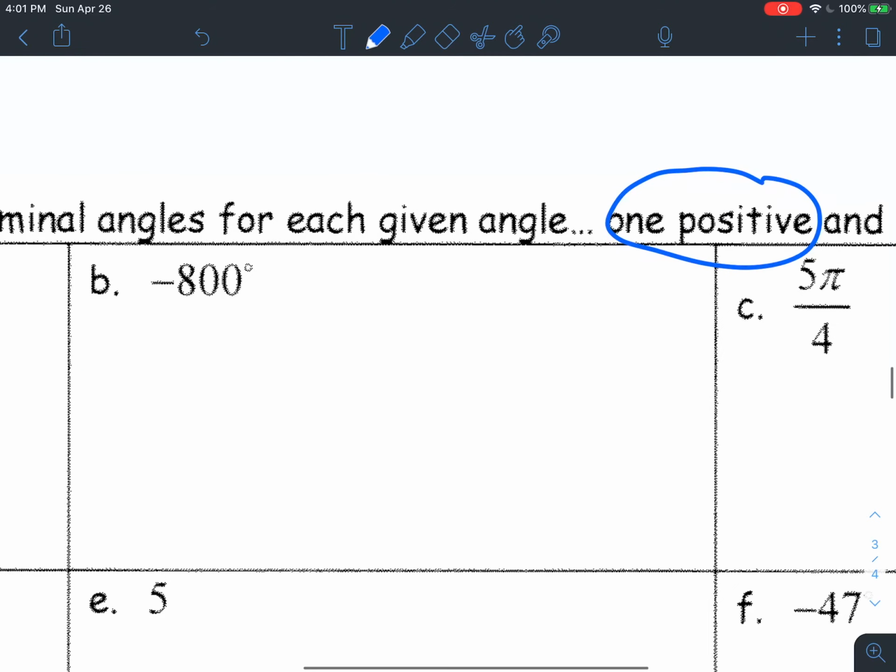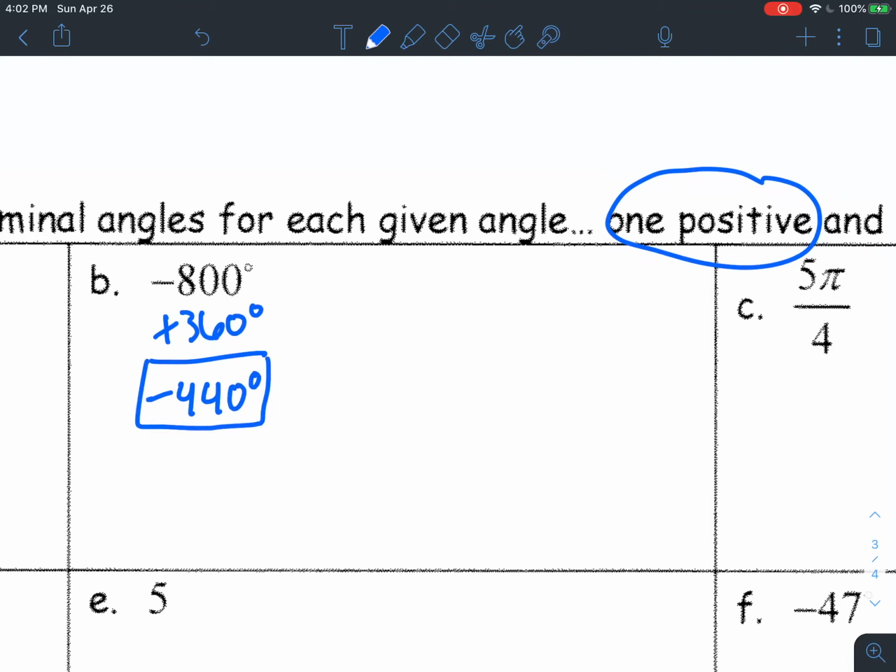However, if you try doing the same thing with part B, if I add 360 here, I end up with a negative 440 degrees, which is fine. It's a negative coterminal angle. But then if I went back to my negative 800 degrees and subtracted 360, I would get a bigger negative number. I still need one of my coterminals to be positive.